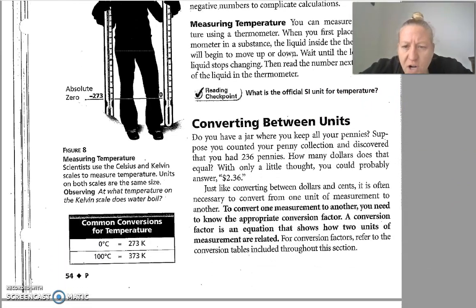Converting between units. Did you ever have a jar where you kept all your pennies? Suppose you counted your penny collection and discovered that you had 236 pennies. How many dollars does that equal? With only a little thought, you could probably answer $2.36. Just like converting between dollars and cents, it is often necessary to convert one unit of measure to another.